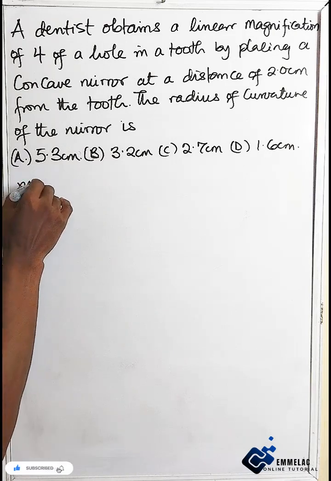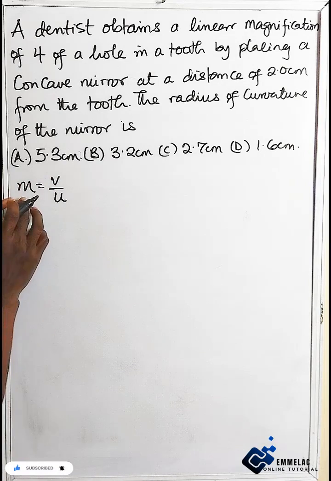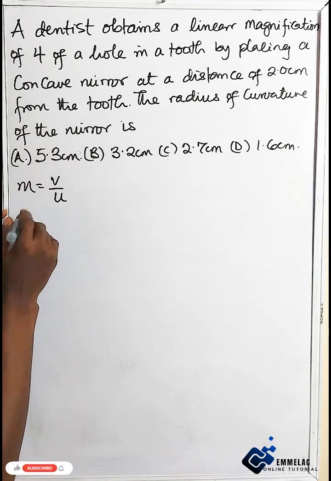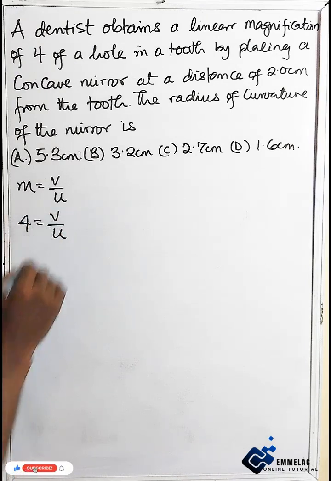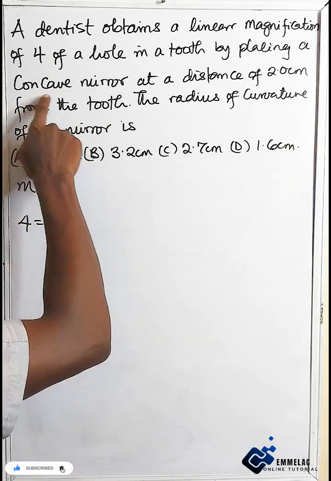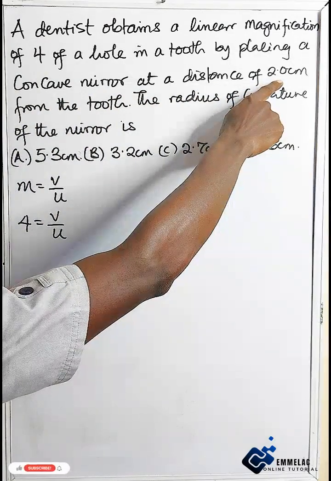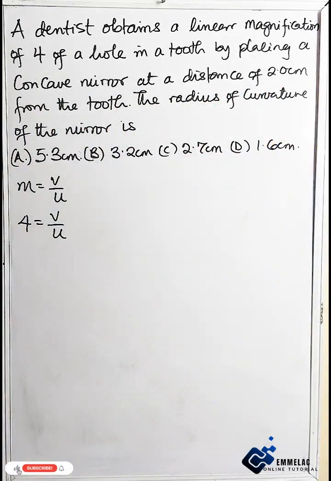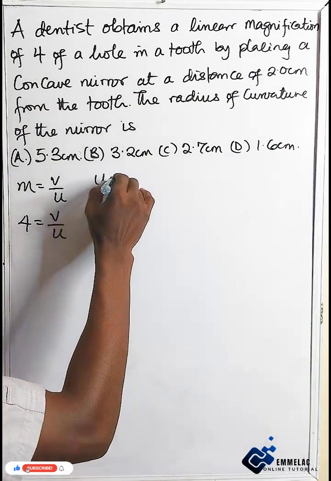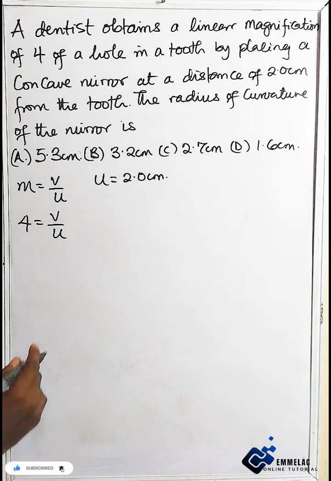Magnification equals V all over what? U. So M here is actually 4, so we can imply here that 4 equals V all over U, right? Now, by placing the concave mirror at a distance of, so the object distance U equals 2.0 centimeter.